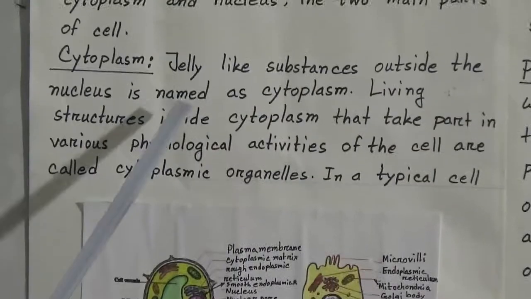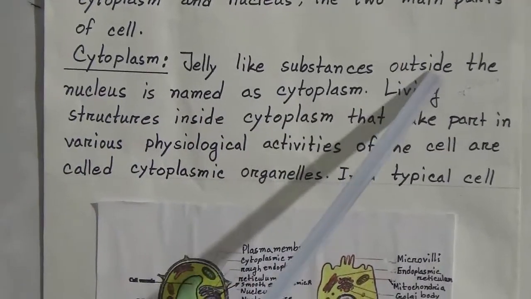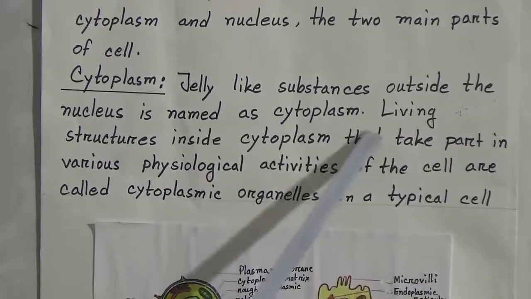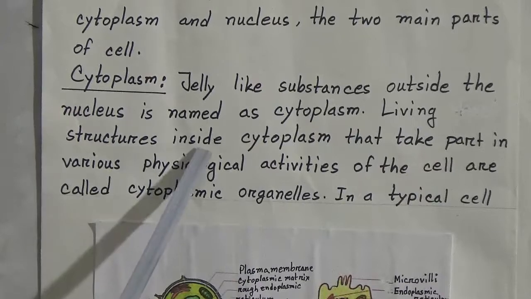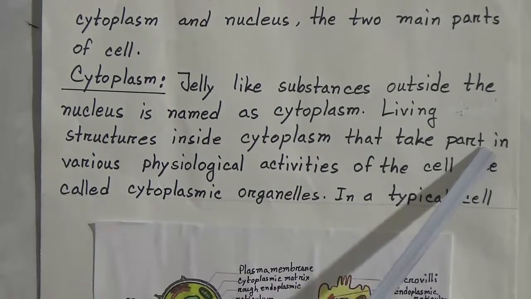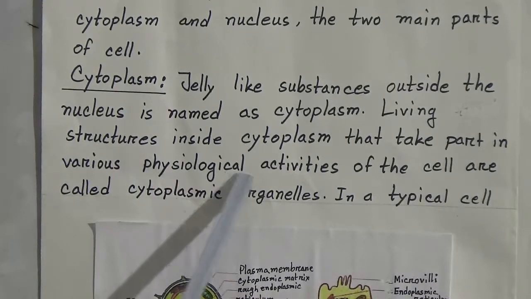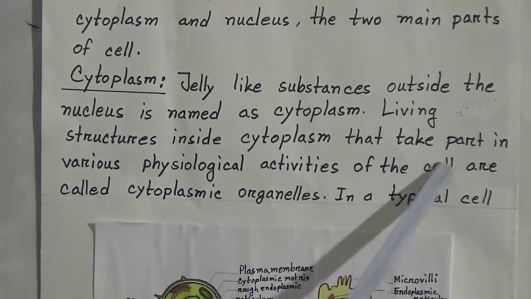Cytoplasm. Jelly-like substances outside the nucleus is named as cytoplasm. Living structures inside cytoplasm that take part in various physiological activities of the cell are called cytoplasmic organelles.